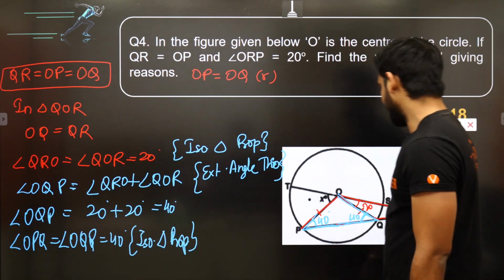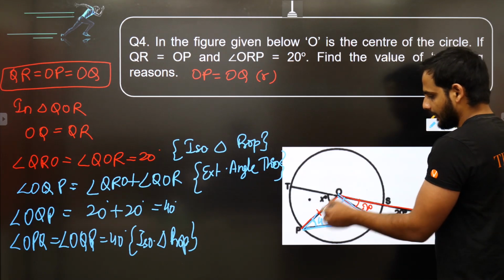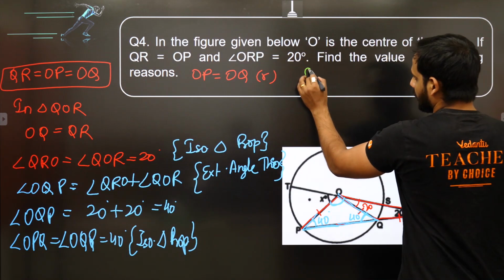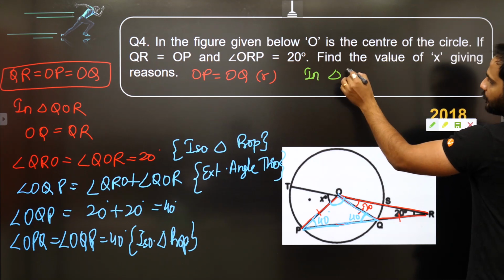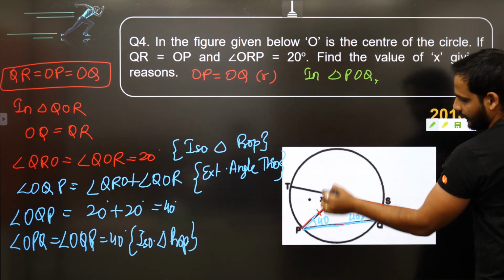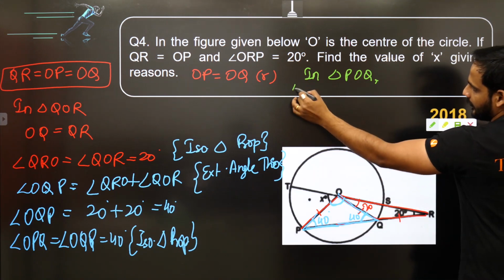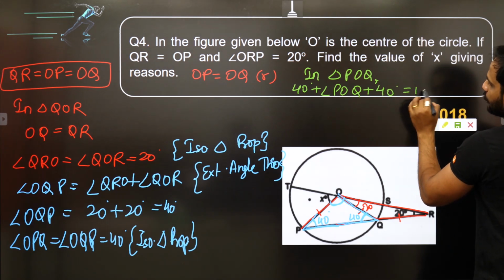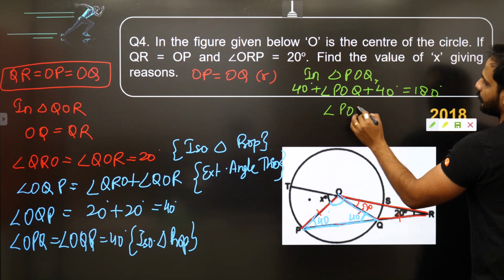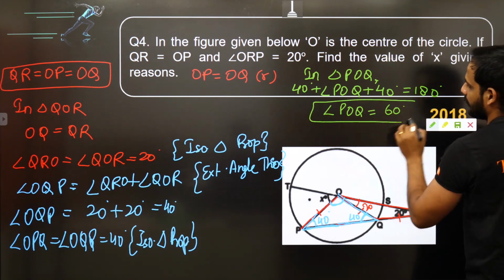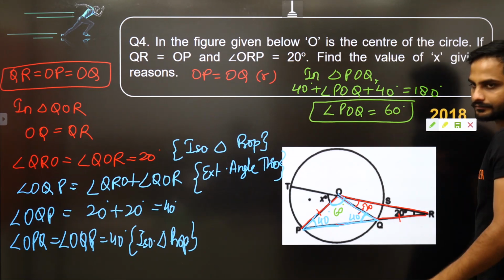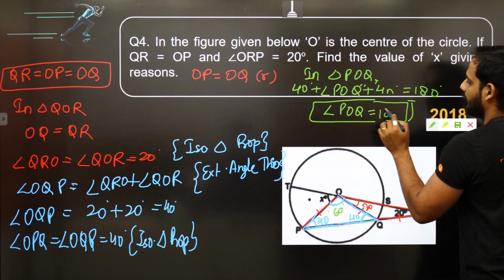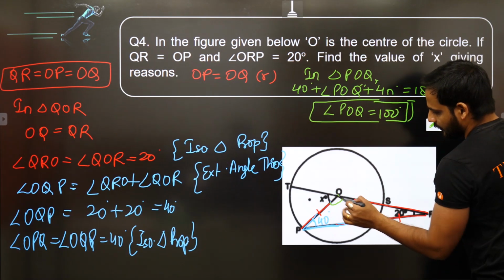Okay, so if it is true, I can clearly get angle POQ using the triangle angle sum property. In triangle POQ, 40 plus 40 plus angle POQ should be equal to 180 degrees. So you'll be getting angle POQ is equal to 100 degrees. Sorry, 100 degrees, not 60. So this angle we have got as 100 degrees.